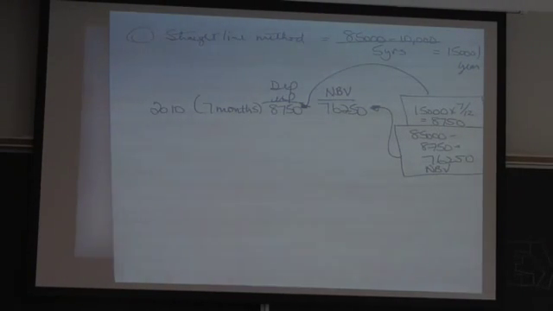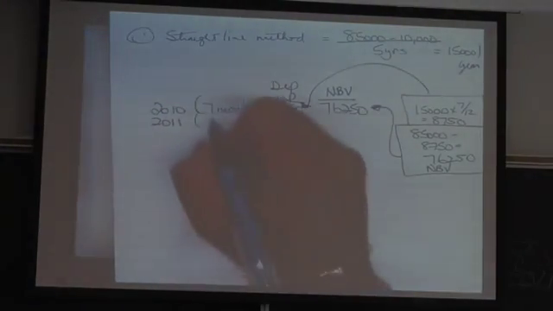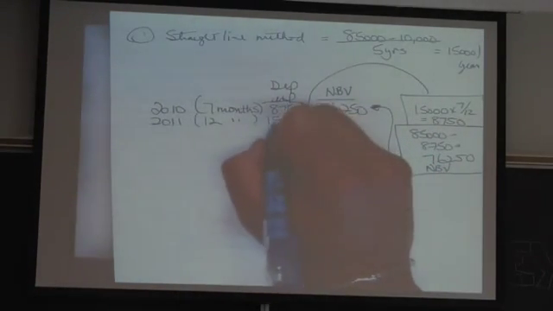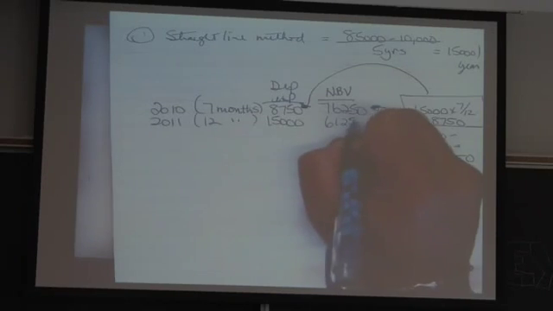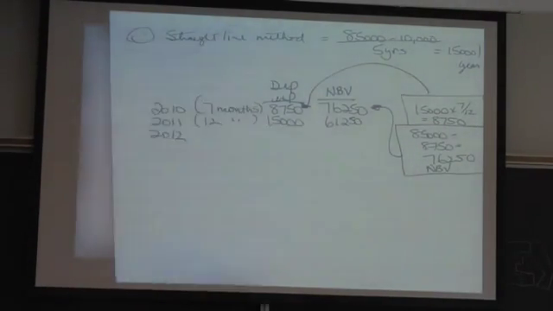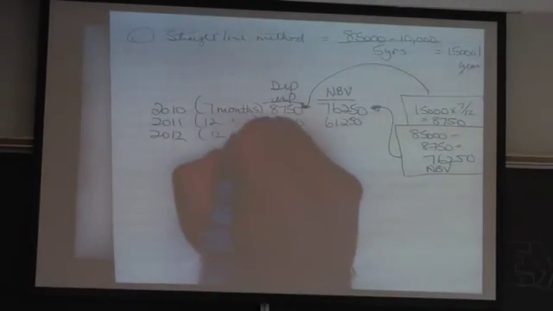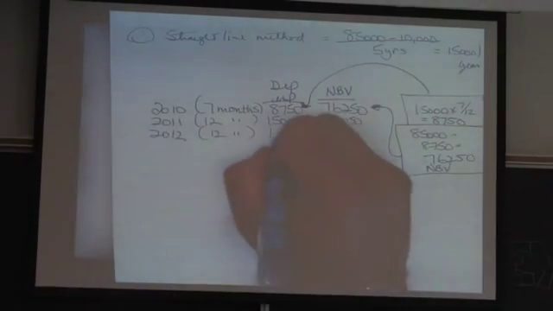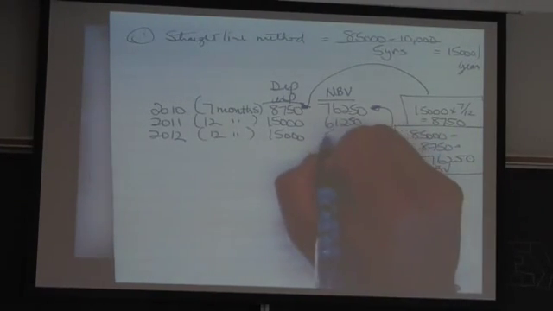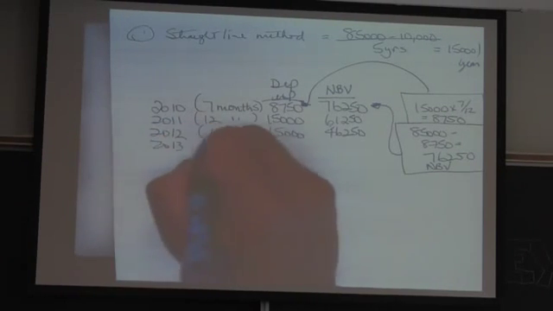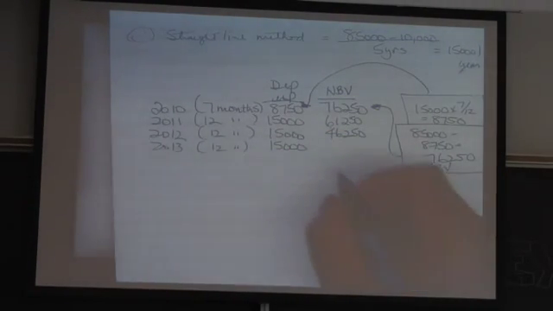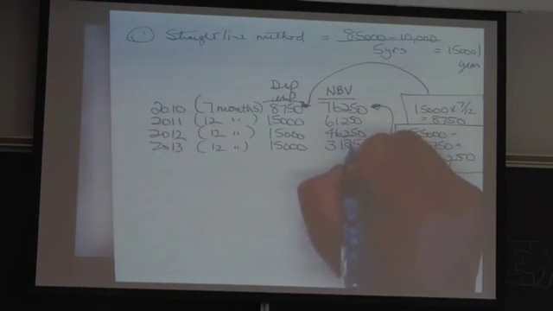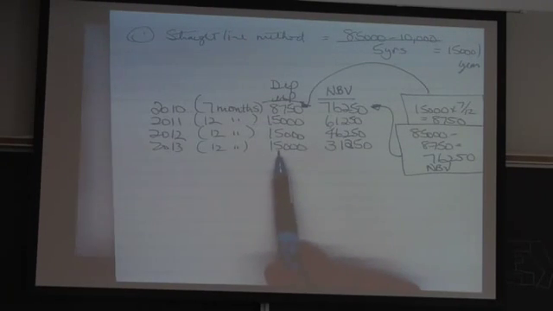Okay? In 2011, we have the full year's amortization, so 12 months. So that we know is $15,000. And net book value will be $76,250 less 15 to give us $61,250. 2012, same amortization for 12 months, and that's another $15,000. And net book value is $46,250. 2013 is another 12 months. Net book value is $31,250. All I'm doing is taking the net book value of $46,250 minus the amortization or depreciation expense for the current period to give us a net book value at the end of the period.